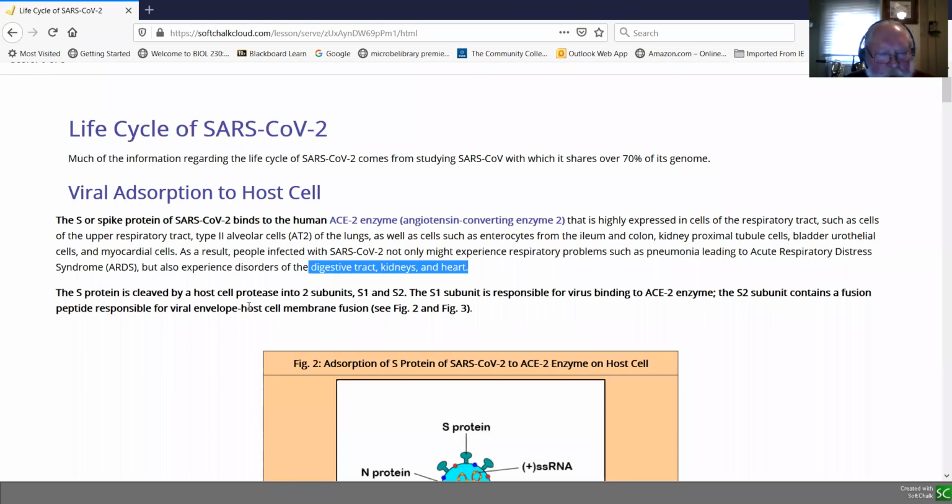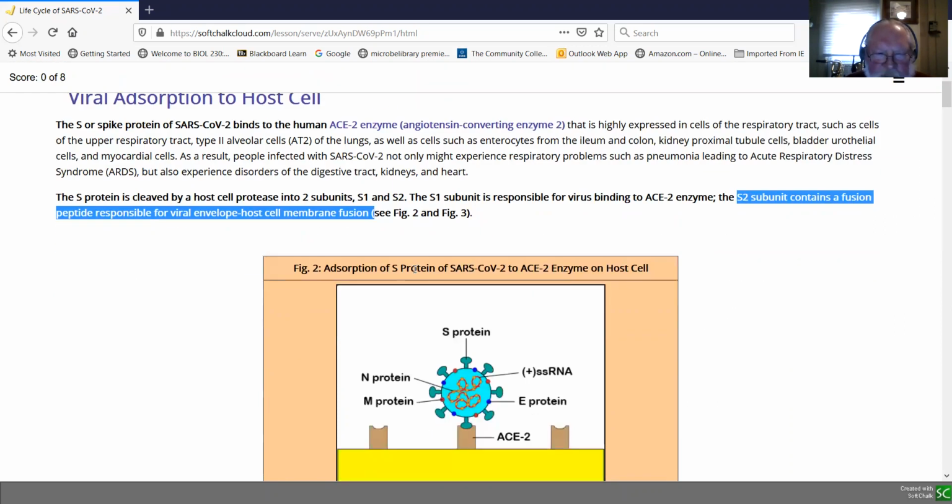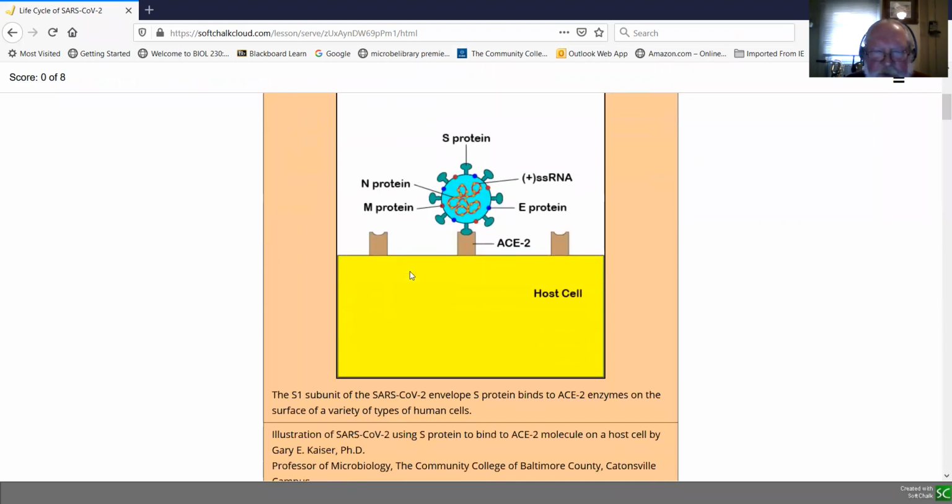But first, that S protein has to be cleaved by a host cell protease to become active. It's divided into two subunits, S1 and S2. And as we mentioned previously, the S1 subunit is what allows the virus to adsorb to the ACE2 enzyme, the receptor on human cells for adsorption. And then the S2 subunit has a fusion peptide, and that's what's going to allow the viral envelope to fuse with host cell membranes. So let's first take a look at the role of the S protein in viral adsorption, which we see in Figure 2.